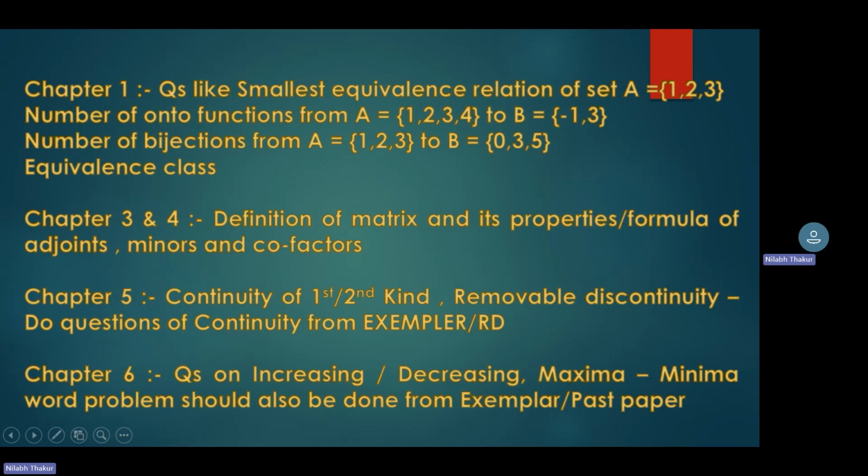Yeah, the final suggestion in chapter number 1: questions like the smallest equivalence relation of a set A, number of onto functions, number of bijections, and equivalence class. There is no question on equivalence class in the NCERT textbook, though this word has been mentioned in it. So solve a few questions based on equivalence class from the Exemplar or RD Sharma.